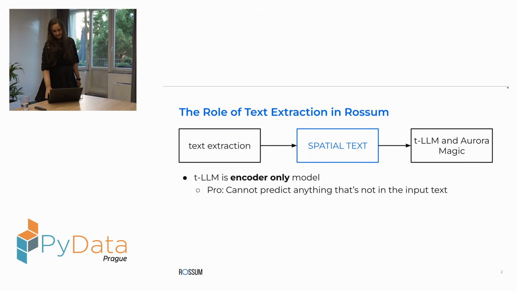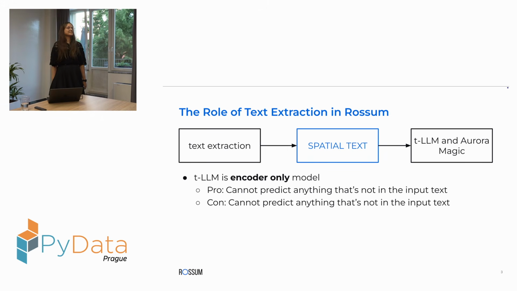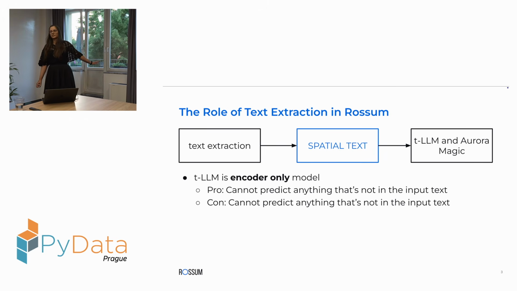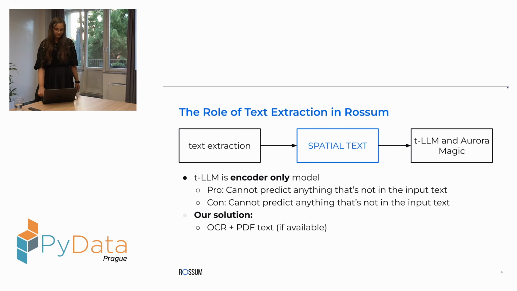On the other hand, the quality of the text extraction is extra important for us, because if something is not predicted in that phase, it will never be fixed, it will never be predicted. So that's what I'm going to talk about.